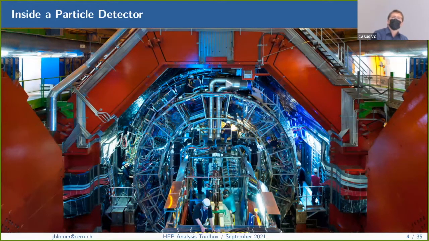You have in red a large magnet around the detector itself. That's a common setup. We will later see why this is a good idea. You see, just again, if you want to have a comparison for the scale, you see technicians working here. You have a technician over here, you have a technician here. So you can try to spot all the technicians in this picture. There's one hidden in there.